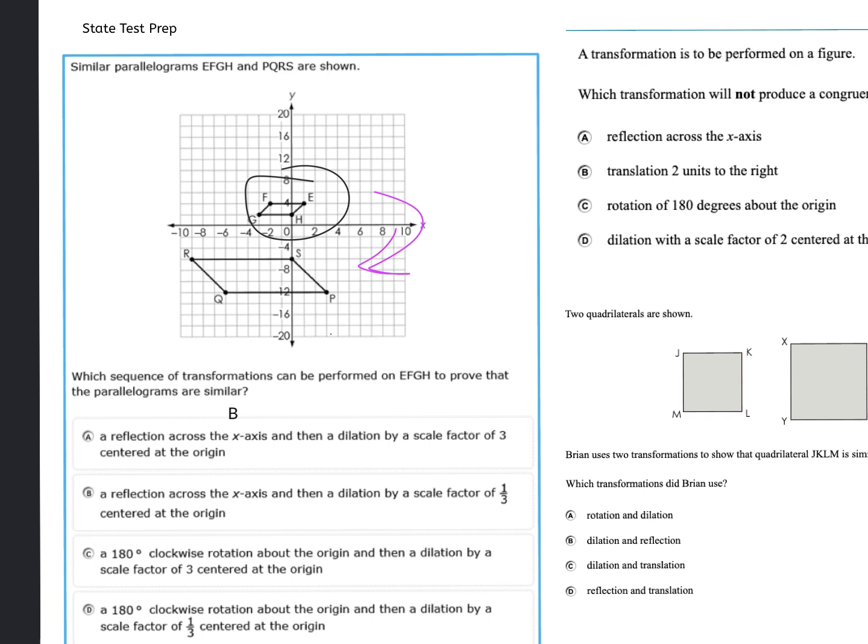Okay, so it's definitely getting larger, so the scale factor would have to be a number greater than 1. So I'm using that idea to eliminate choice B and choice D, because I know that it's going to be 3 times bigger. Now, is this a reflection and then a dilation, or a 180 rotation and then a dilation? I suspect that it's a reflection and then dilated. Here's why I think that.